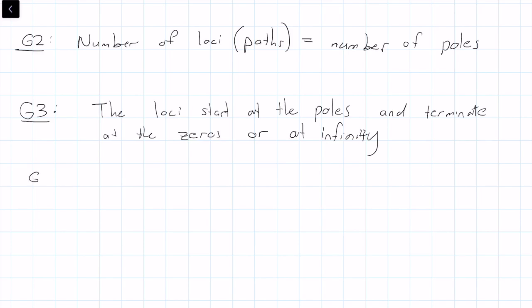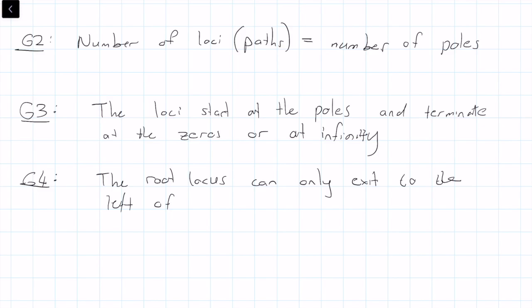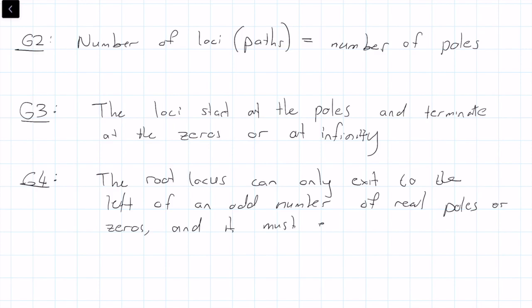Okay, moving on to guide number 4. The root locus can only exist on or to the left of an odd number of real poles, or zeros. Poles, a real number of poles or zeros. And furthermore, it must exist there. So they can only live on the left-hand side of an odd number of poles, and they must exist there.